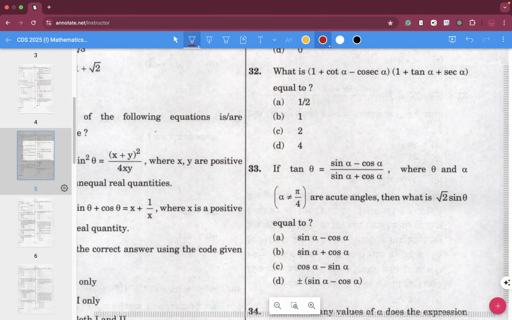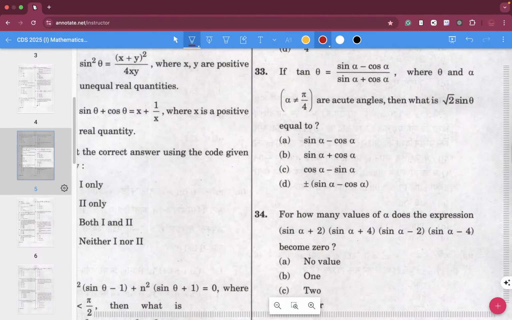Question number 33. Unfortunately, we don't have any other option but to do it in a long form method, right? So first of all, what we do, we write down tan theta is equal to sin alpha minus cos alpha divided by sin alpha plus cos alpha. In the examination hall, don't write sine sin, cos cos. Please don't write that way, that's idiotic stuff.